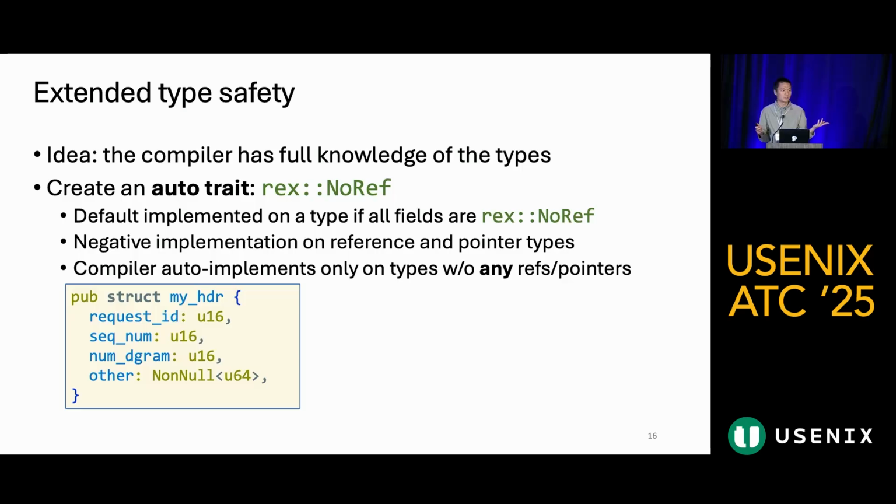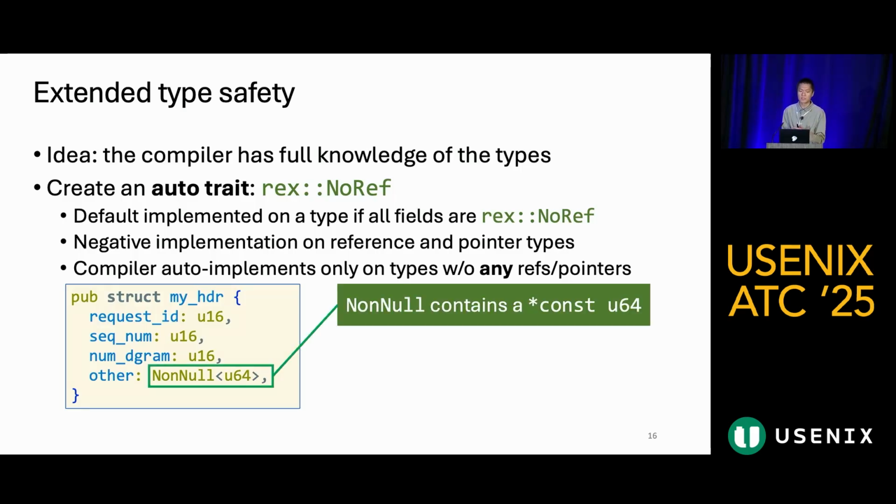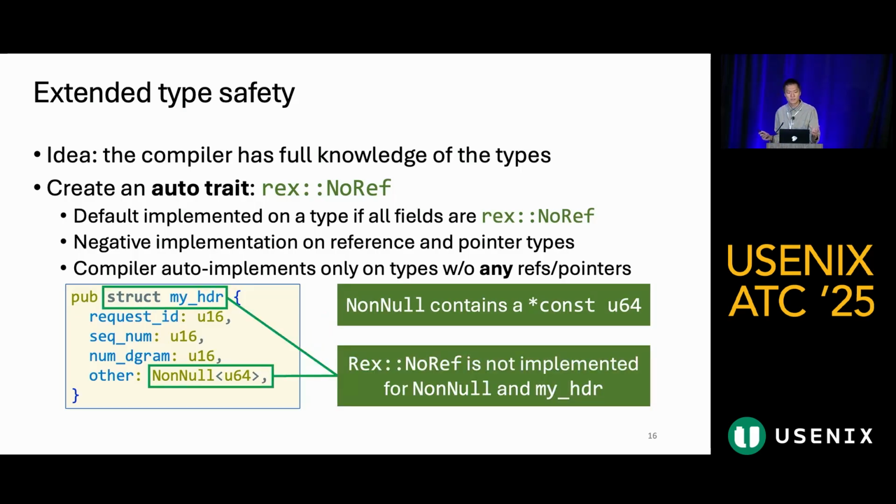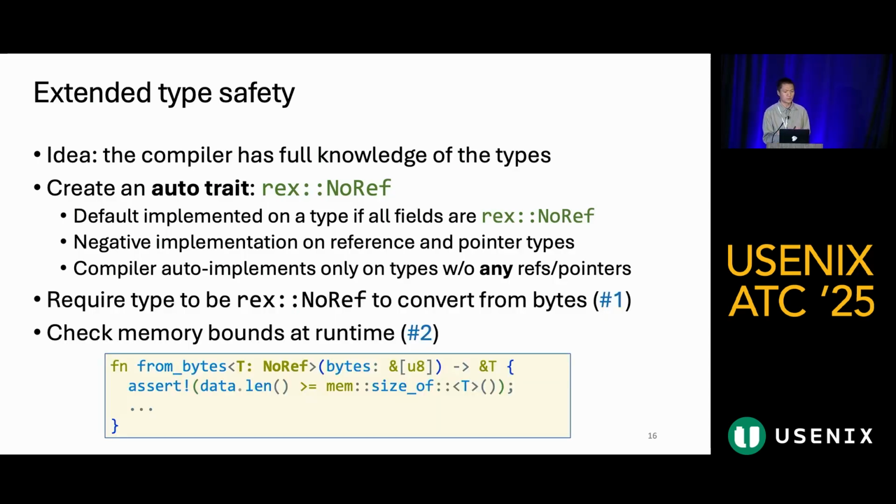Suppose we have this struct MyHeader, and MyHeader contains a NonNull<u64>, which internally contains a u64 pointer. Because of the presence of this pointer, NonNull<u64> will not have an implementation of RexNoRef, and consequently, MyHeader will not have an implementation of RexNoRef as well. So to use this to enforce the first rule, we require the target type of our casting to always implement RexNoRef. In this way, we just prevent you from casting into any type that may transitively contain pointers.